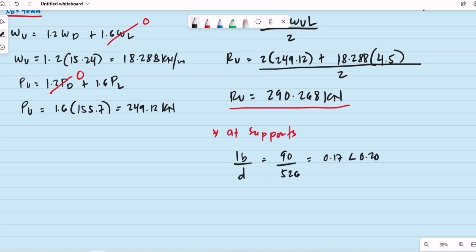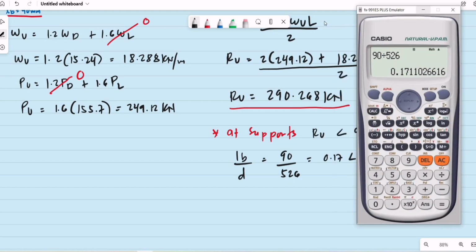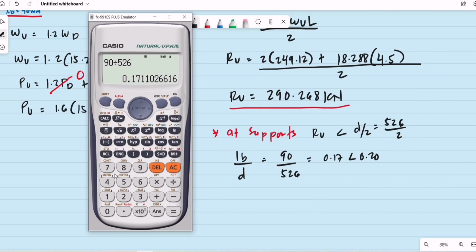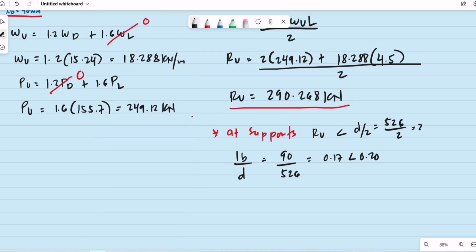And the point of action, so R sub U is acting at a distance less than d over 2. So what is d over 2, by the way? d over 2 is 526 divided by 2. So what is that value? 526 divided by 2 is equal to 263 millimeters.